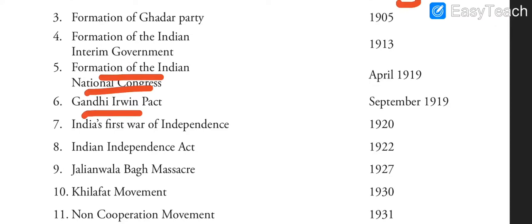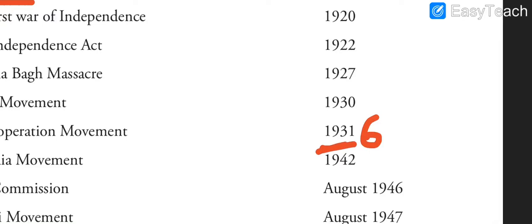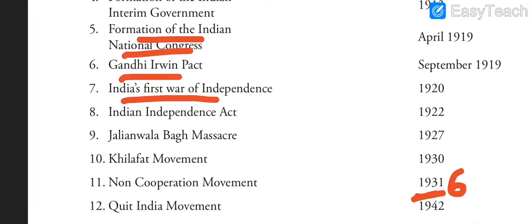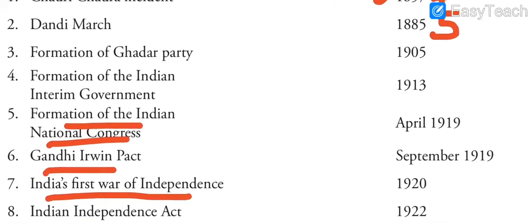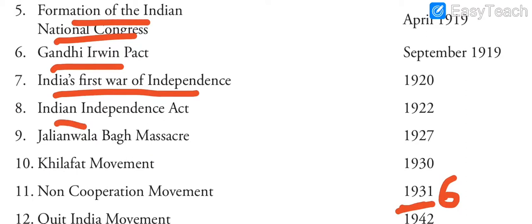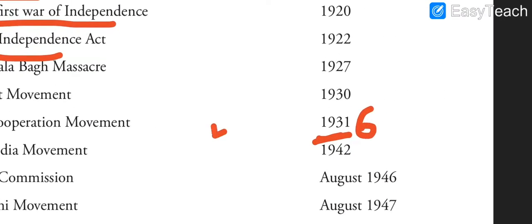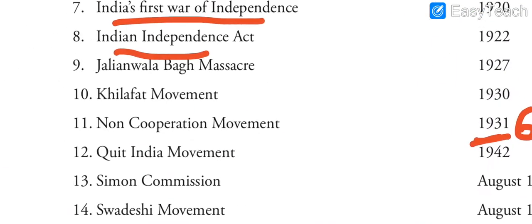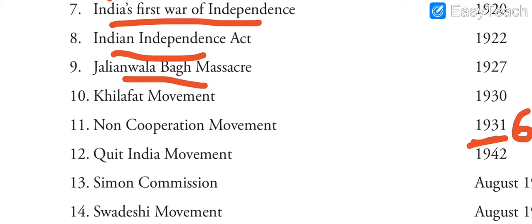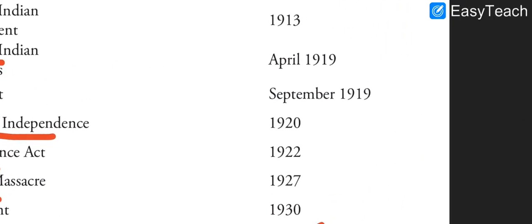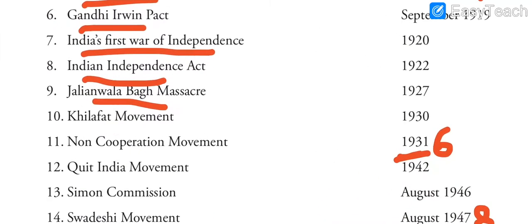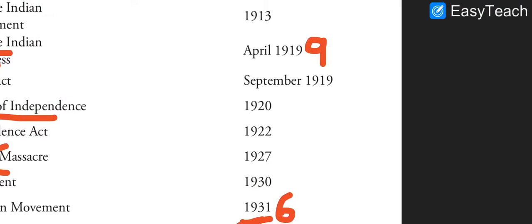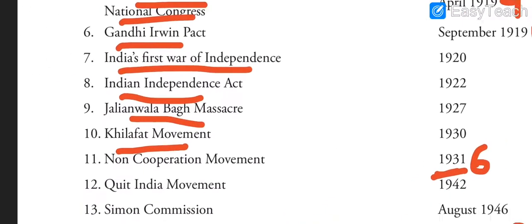Next is Gandhi-Irwin Pact. Gandhi-Irwin Pact was signed in the year 1931. Next is India's first war of independence. It was in 1857. 1857 was the year in which India's first war of independence took place. Next is Indian Independence Act. Indian Independence Act took place in August 1947. Next we have Jallianwala Bagh Massacre. Jallianwala Bagh Massacre took place in April 1919. Next we have Khilafat movement. Khilafat movement took place in September 1919.